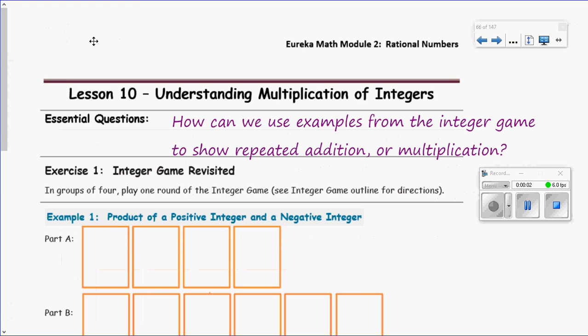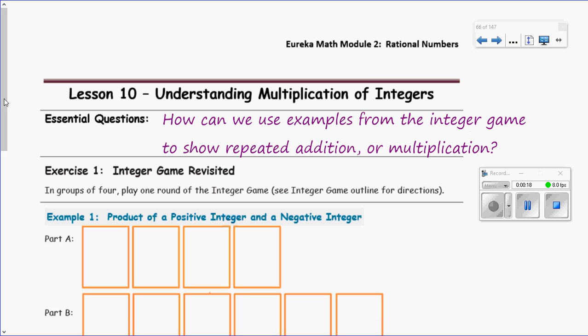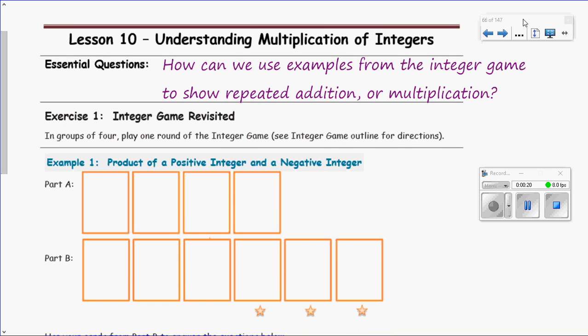Hi everybody, this is Lesson 10, Understanding Multiplication of Integers. Our essential question is, how can we use examples from the integer game to show repeated addition, that is, multiplication? Okay, so we're going to use the example of the integer game here. Of course, you always pause it and write it down. Make sure you're listening to what I'm saying as well.